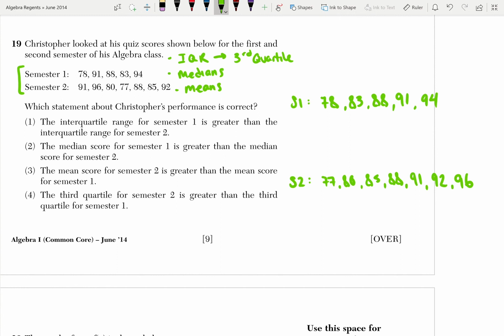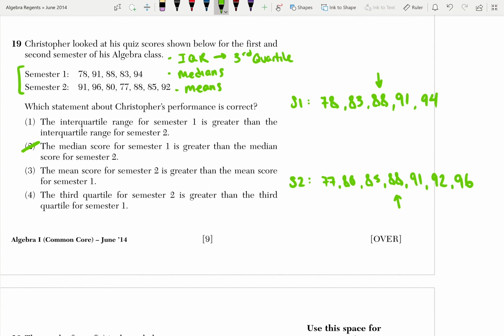Okay, the medians are just the numbers exactly in the middle. Okay, so for semester 1, the number in the middle is 88. For semester 2, the number in the middle again is 88. Okay, so they have the same median. Okay, so option 2 is comparing the medians, saying that one is greater than the other. They're the same, so that has to be wrong.